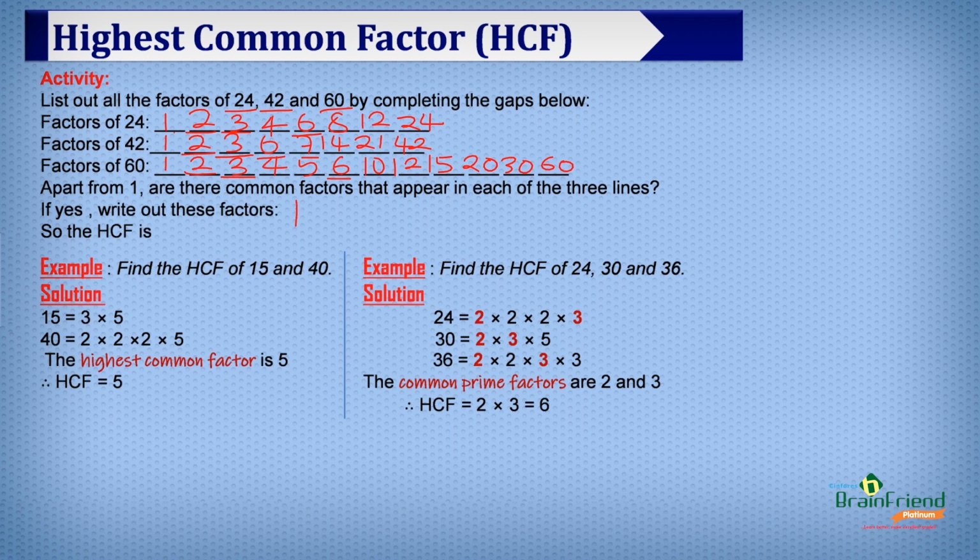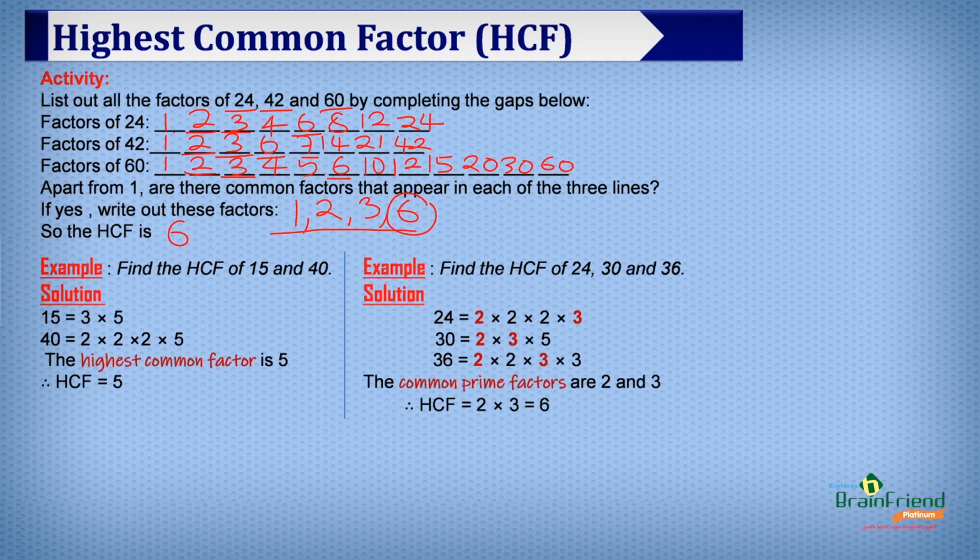Of course, 1, 2, 3, and 6. These are the factors for these three numbers, 24, 42, and 60. So these are our common factors. Now, the next thing is to find what the highest common factor is. So the HCF of the numbers 24, 42, and 60 is 6.